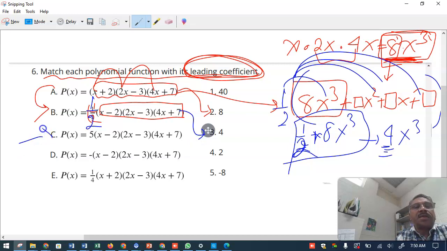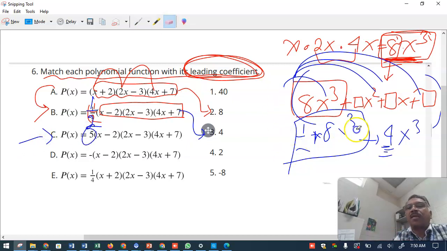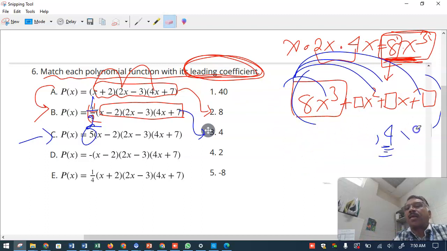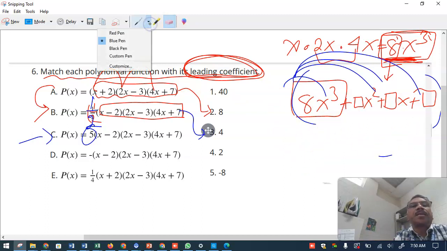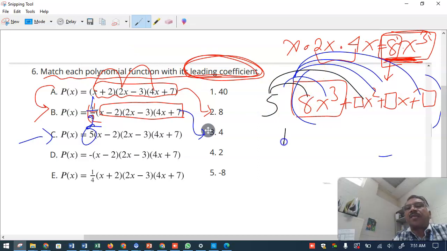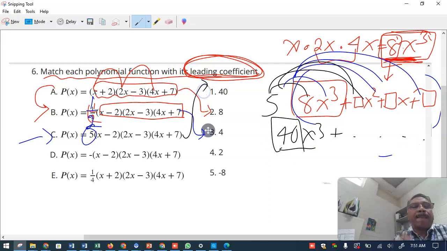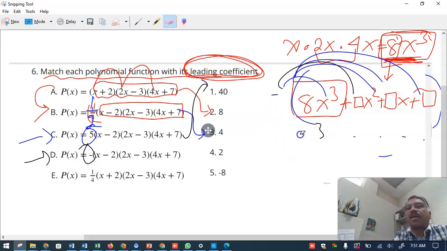The other one, the C, just the 5 is multiplied. That means instead of half, we are multiplying by 5. So 5 times 8 is 40x cubed, then 5 times whatever that is, and so on. But this is the 40. So where is the 40? This connects here, right? The next one has a minus, so all you do is multiply by minus outside.